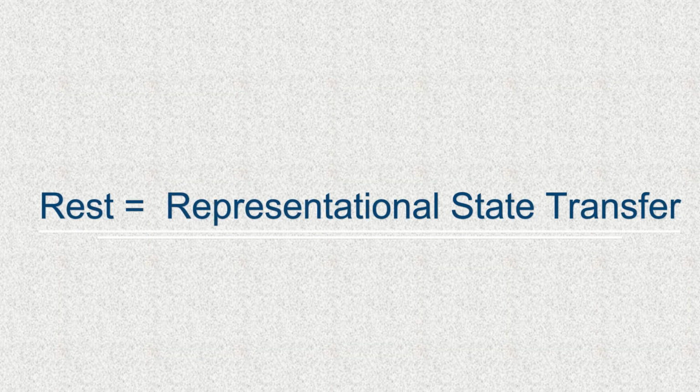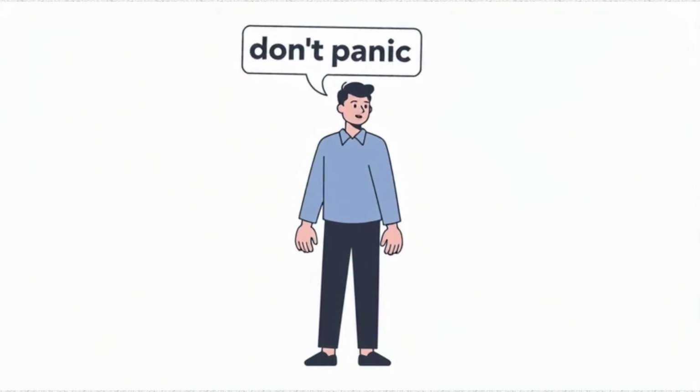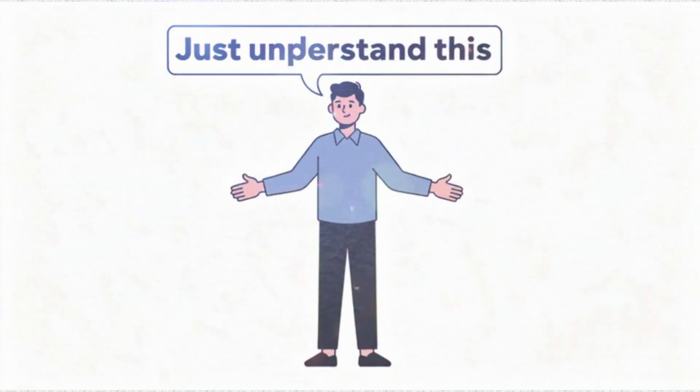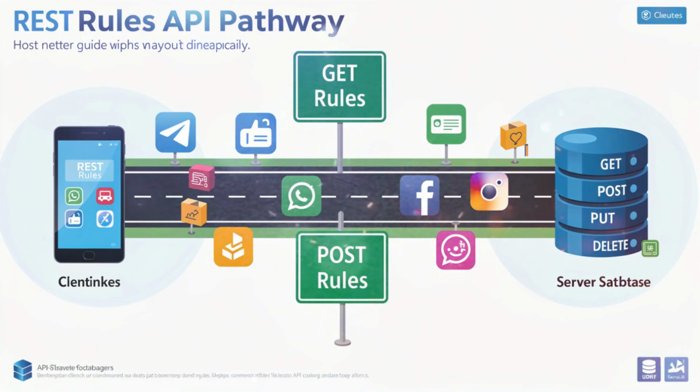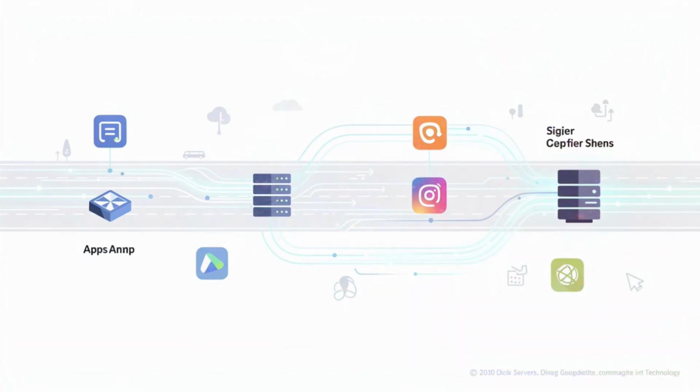Now, REST stands for Representational State Transfer. Don't panic. You don't need to memorize this. Just understand this: REST is a set of rules for APIs. It tells how apps should talk to servers in a simple and standard way. So now combine both. RESTful API means API that follows REST rules. It is like clean, simple, organized, easy communication between apps and servers.